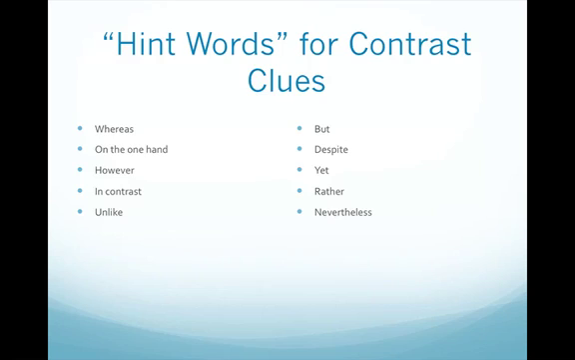Looking for these types of words in a text will help you to find where the contrast clues are. Whereas, on the one hand, however, in contrast, unlike, but, despite, yet, rather, nevertheless. Very often, these words will tell you that a contrast clue is coming up.